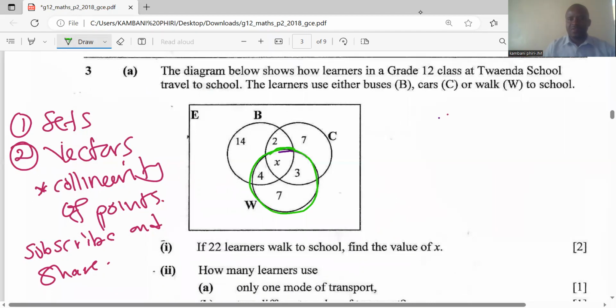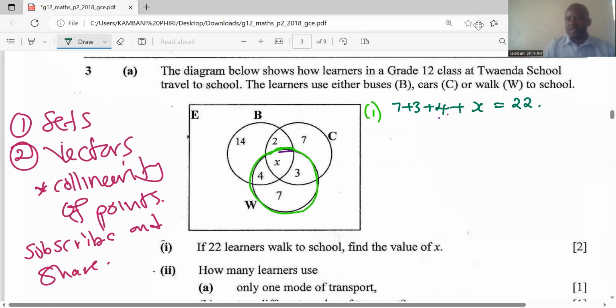So meaning that when we add all the figures here, the answer must be 22. So meaning therefore that we can start with 7 plus 3 plus 4 plus x. The answer must be equal to 22.